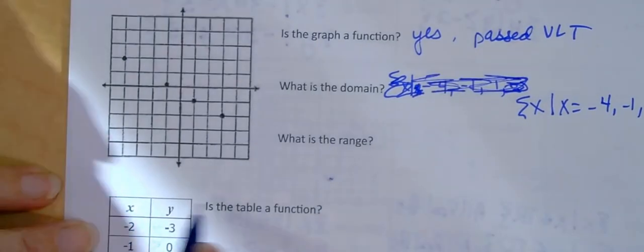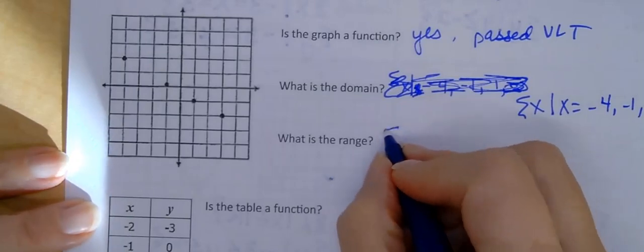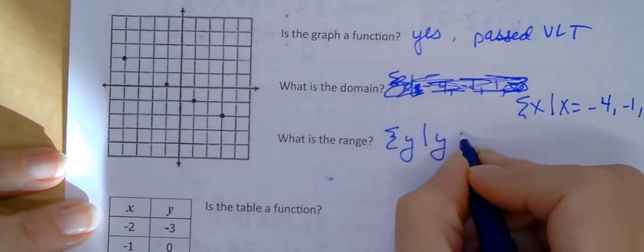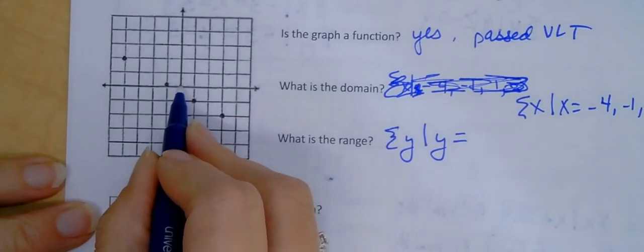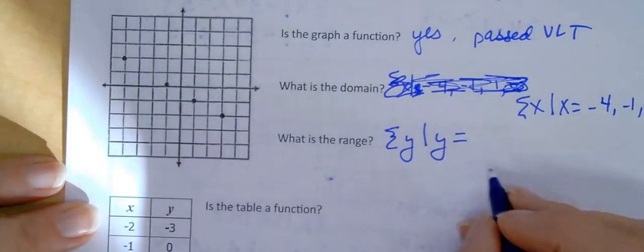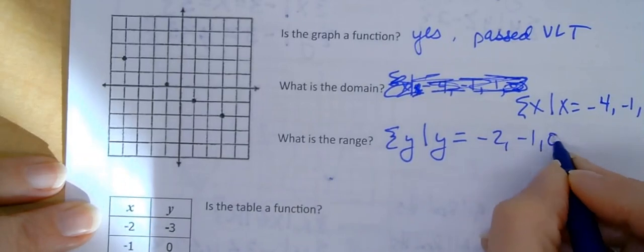Okay, so what is the range? That's all of my y values. So I know I want y such that y has to equal any of these options. So it looks like it's -2, -1, 0, and 2.